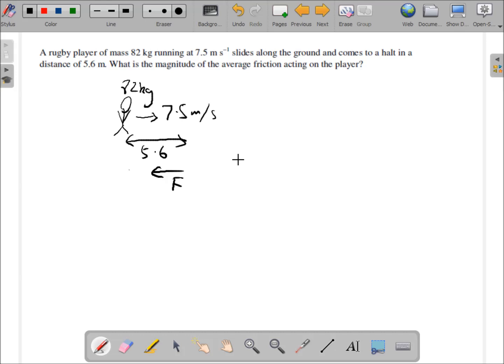So firstly we need to think about the energy transfer, and the energy transfer in this case is going to be kinetic energy into the frictional force's work done. Work done by the frictional force. I suppose you could consider that as being heat or something else, but we're just going to say the work done by the frictional force.